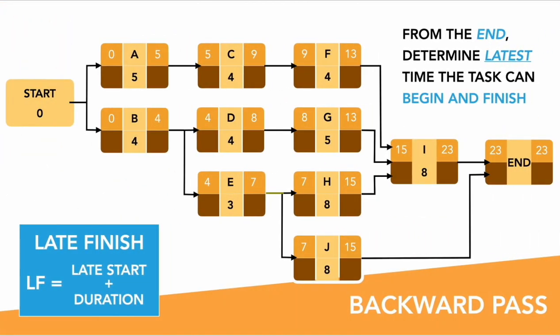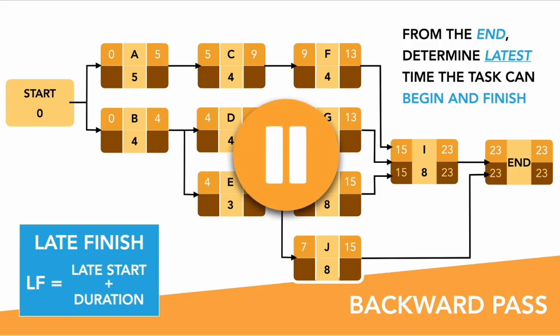All right. Once you're finished with the forward pass, we now look at the backward pass. The backward pass is sometimes called the late schedule and reveals for us the critical path. So starting with the end node, now we're working with the 2 lower corners, and we're going from end to start. We're going backwards here, right? So we take the value of end, which is 23, and it becomes the late finish of I. 23 minus 8, you will have to subtract, becomes the late start, which is 15.